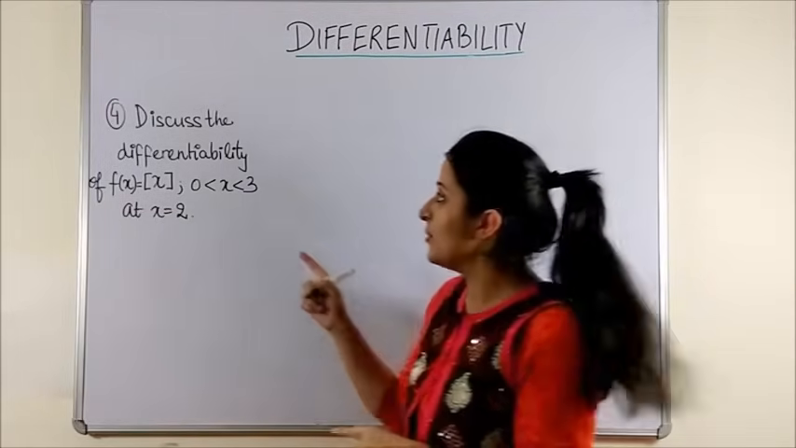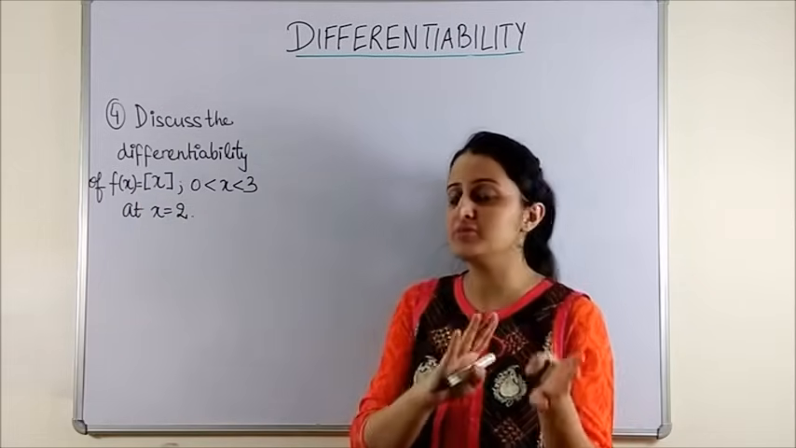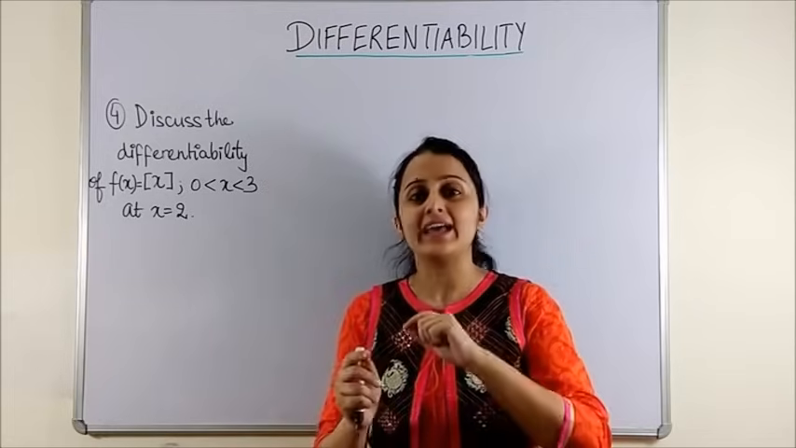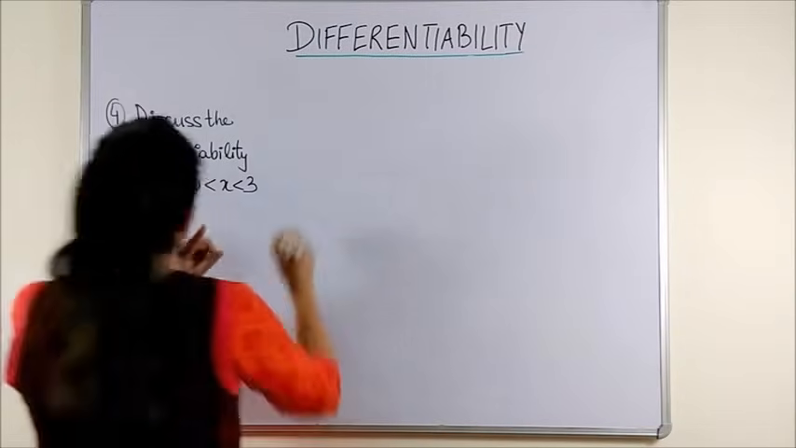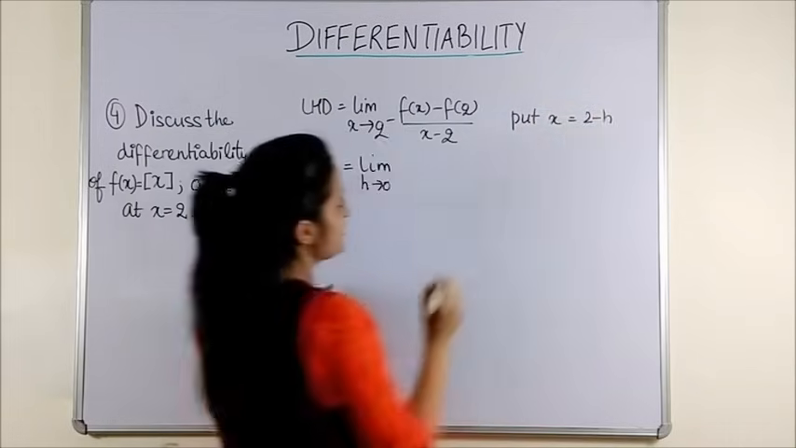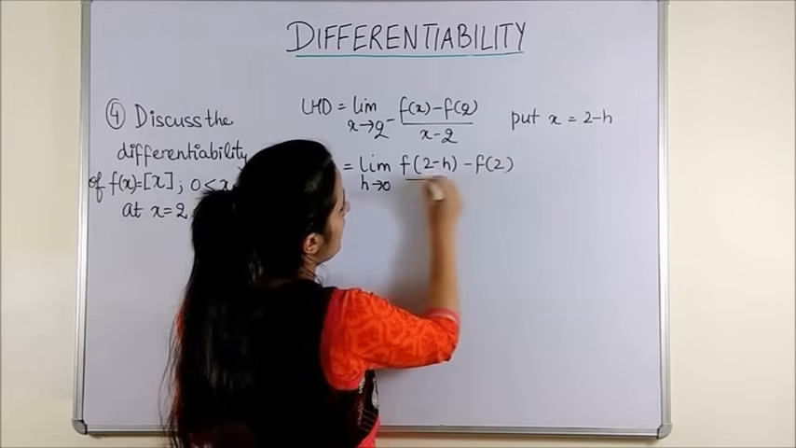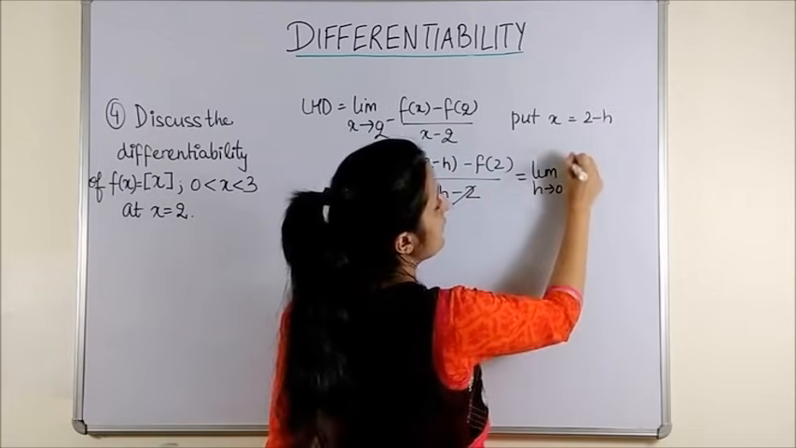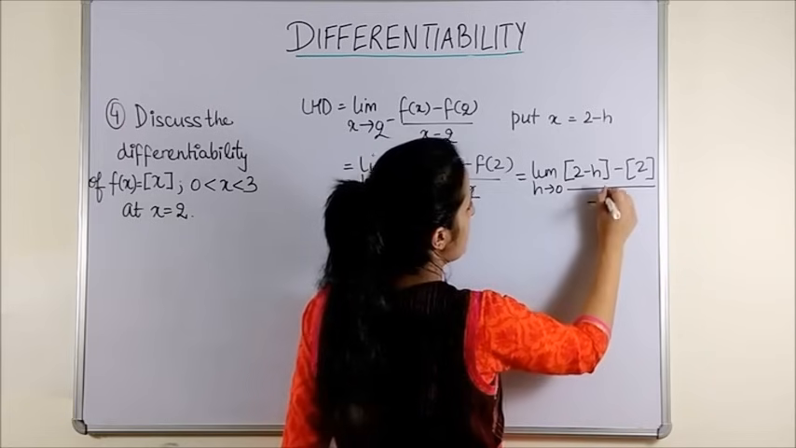Moving on to question 4, you have to discuss the differentiability of the greatest integer function which has been defined from 0 to 3 at the point x equal to 2. Please note you could be asked the same question at any other integral point or in general for all integral points. So at x equal to 2, if I start with LHD and put x as 2 minus h, where h is tending towards 0, this becomes f of 2 minus h minus f of 2 upon 2 minus h minus 2. This means this becomes limit h tending to 0 greatest integer function of 2 minus h minus greatest integer function of 2 upon minus h.